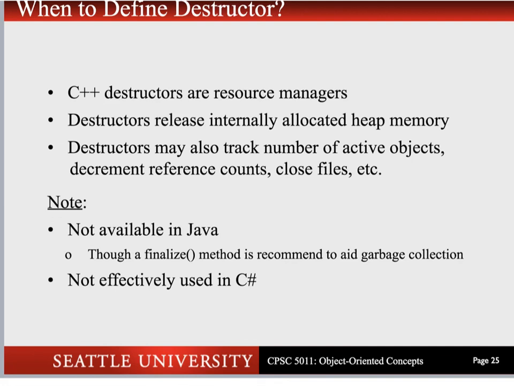Java has a garbage collector that is responsible for deallocating memory, though you can use the finalize method to aid in garbage collection, and it's not effectively used. C# also uses a garbage collector.